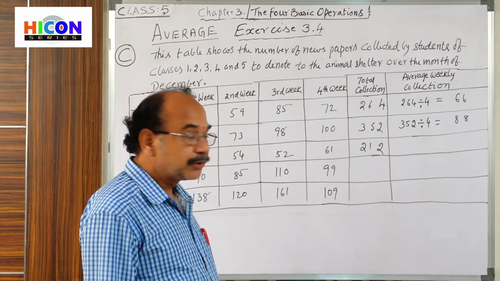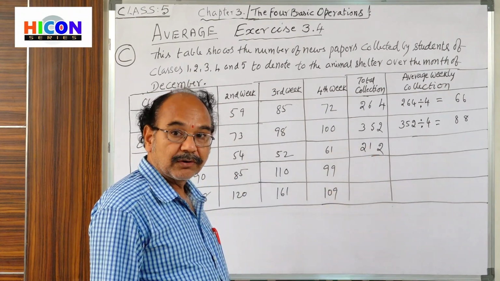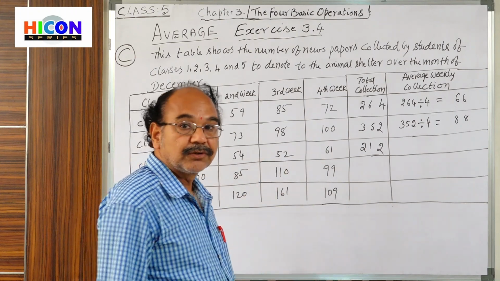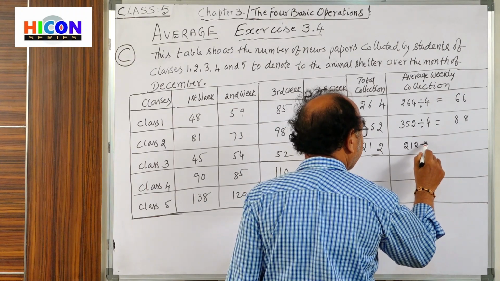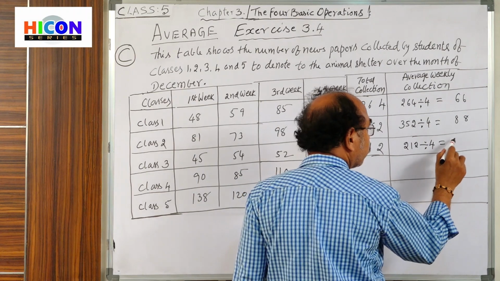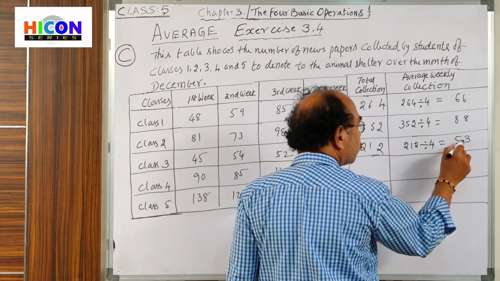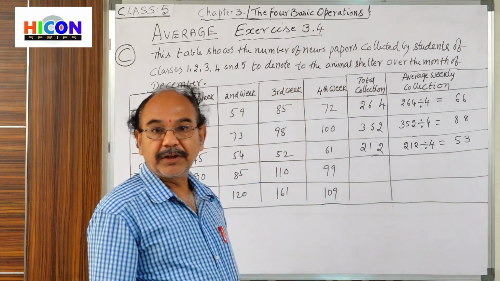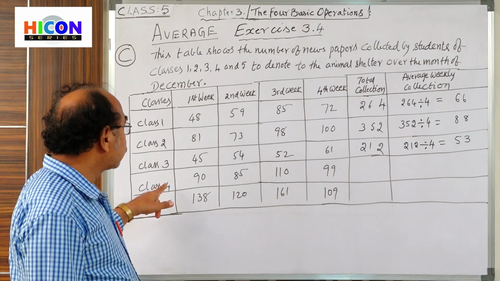Now calculate the average. To find the average, divide the total by 4 weeks. So divide by 4. 212 divided by 4. Now after the division, 4 5s are 20. 1 remainder 12. 4 3s are 12. 53. Okay, children, see. Now come to class 4.